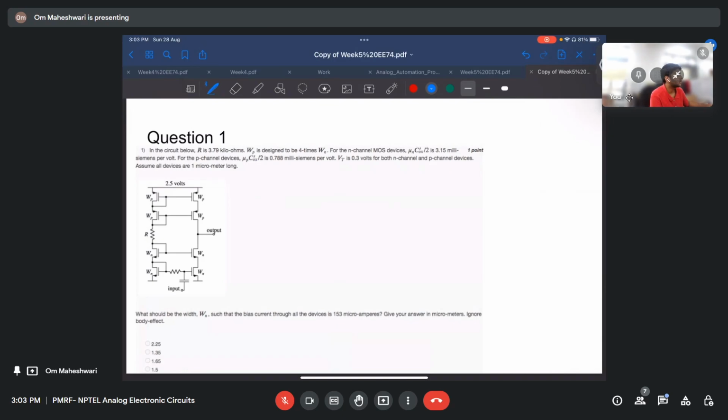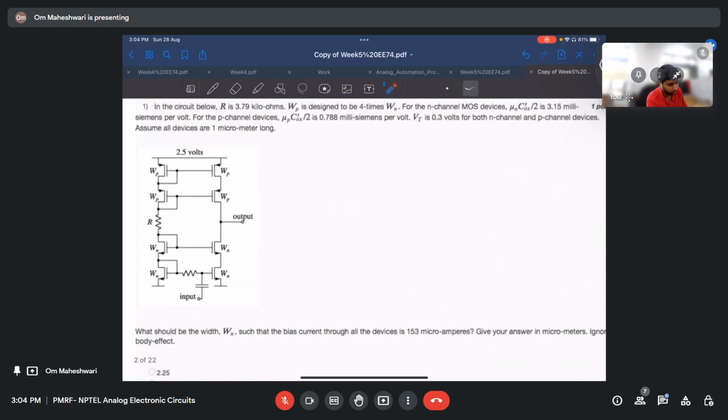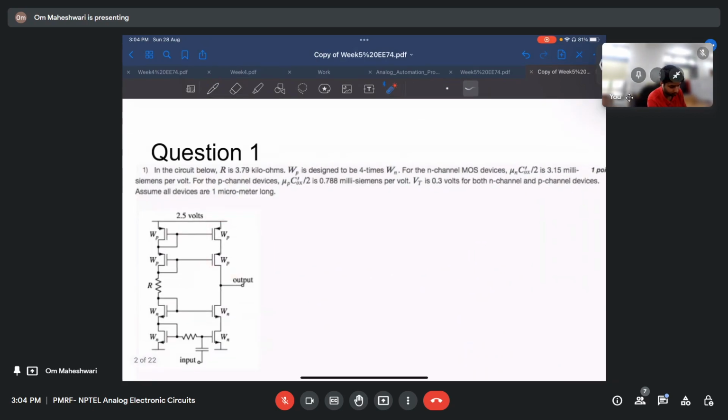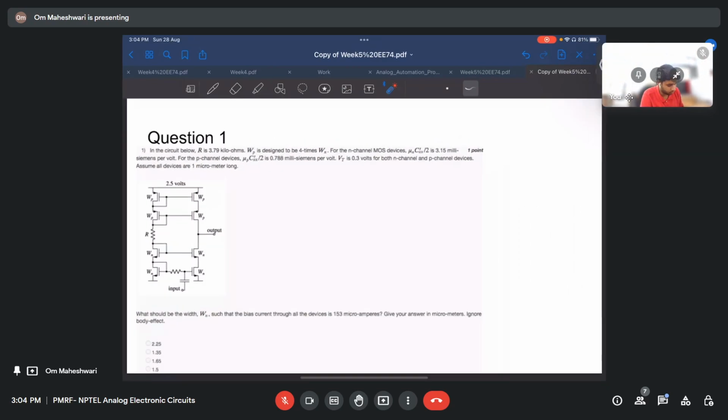So this is the first question. Here we have the circuit where transistors are stacked. These top two transistors are PMOS, and here they are NMOS. And we know K dash is given for both NMOS and PMOS. VT is 0.3. Length is 1 micrometer. And we have to find the width such that the current through all of them is 153 microamperes. So let us see how to solve this one.